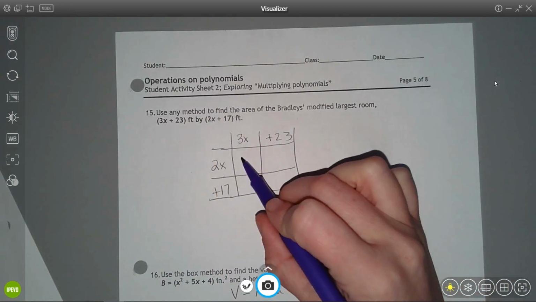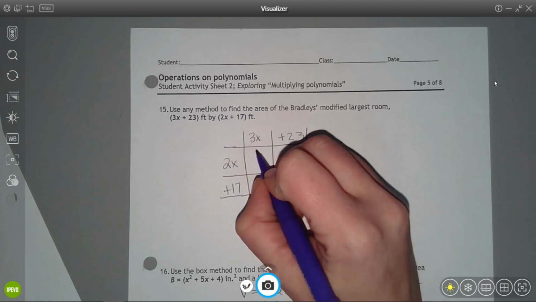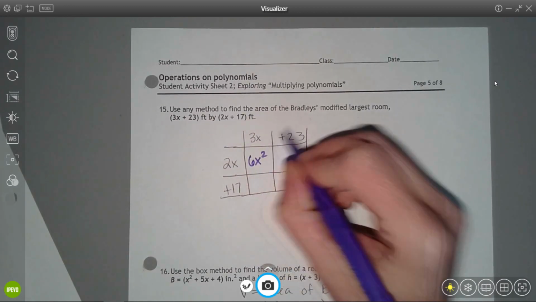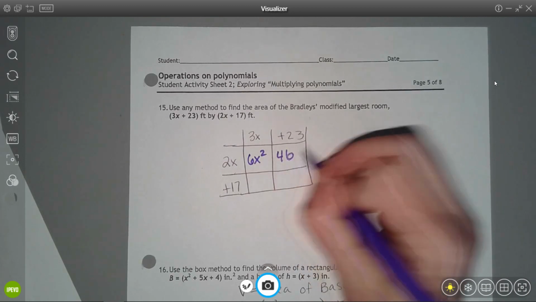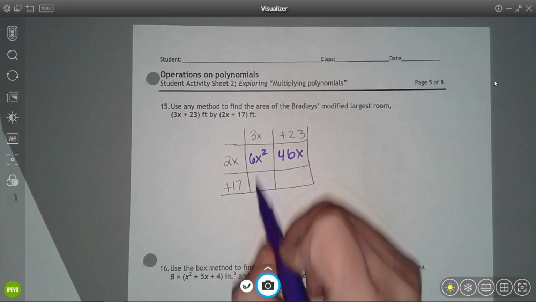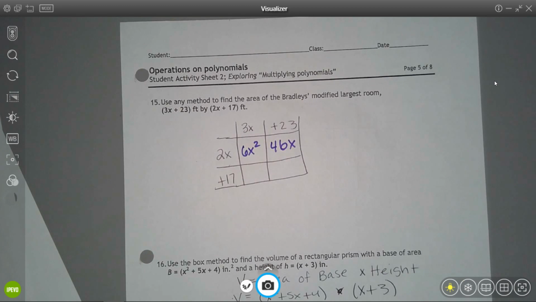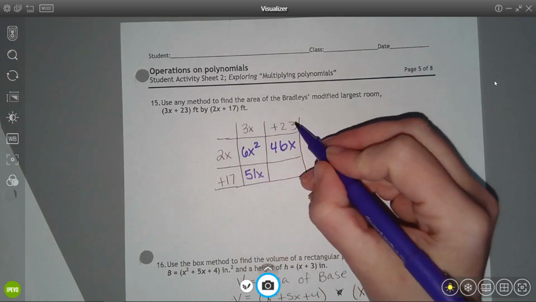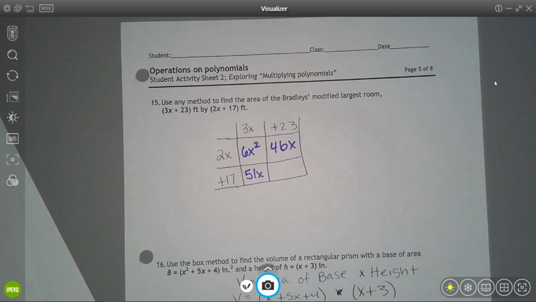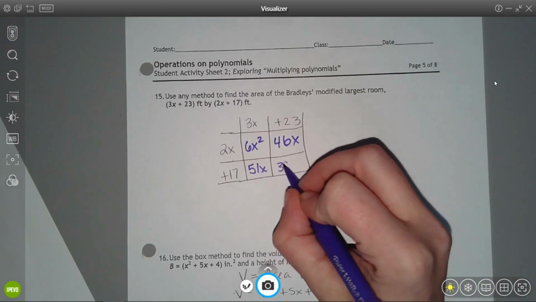So with this, I'm going to start in this first box here. 3x times 2x gives me 6x squared. 23 times 2 gives me 46x. 3x times 17 gives me 51x. And then 23 times 17 gives me 391.